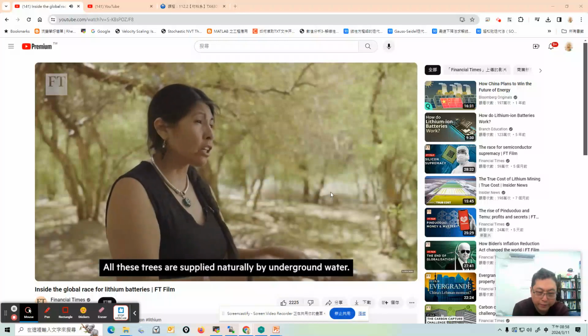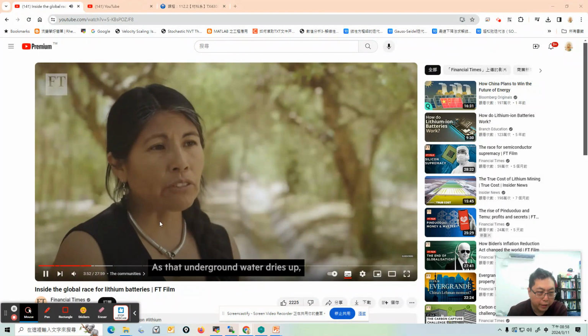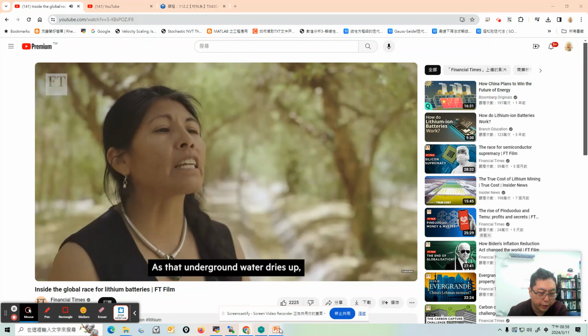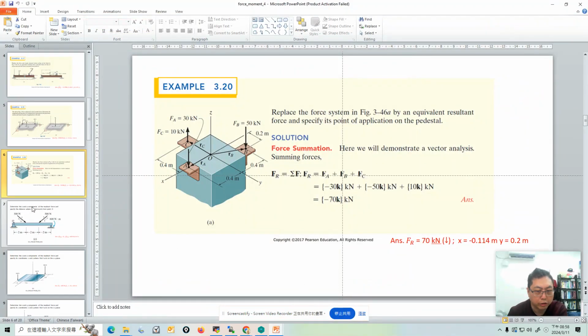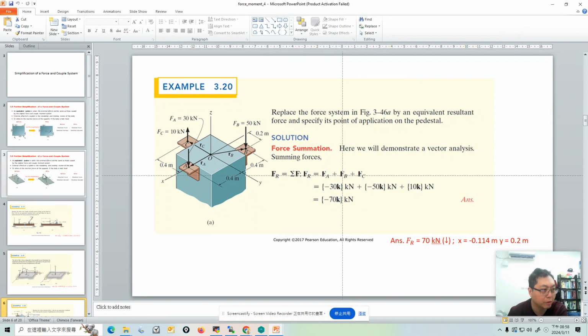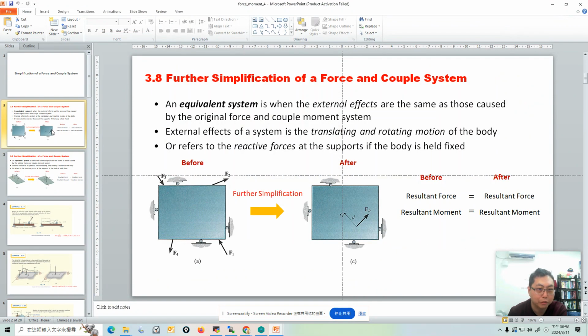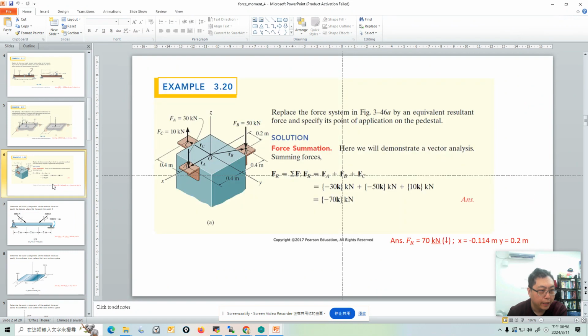Hello everyone, this is the mechanics of materials course, and in this video I'm going to show you another example for the simplification of a force and couple system. I think for this section you need more examples, so let's look at example 3.20 in the textbook.